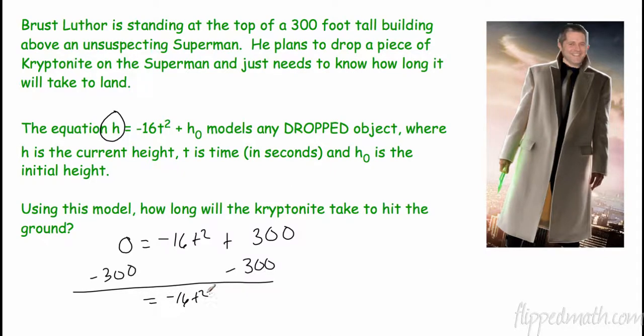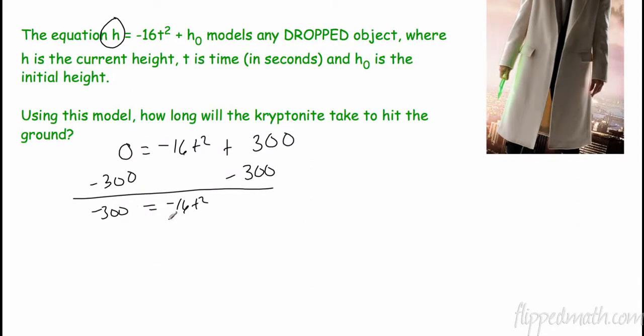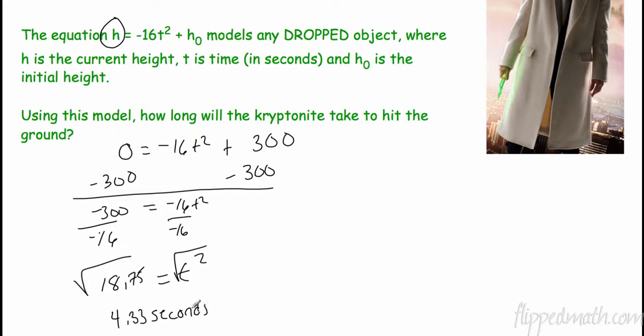Negative 16 t squared equals negative 300. I'm going to divide both sides by negative 16. And then t squared is going to be about 18.75, and take the square root. Now, since this is an application, I don't want to break this down. I want to actually get an approximation. And if I put that in, the square root of 18.75 is about 4.33 seconds. So it'll take about 4.3 seconds for that kryptonite to fall to the ground.